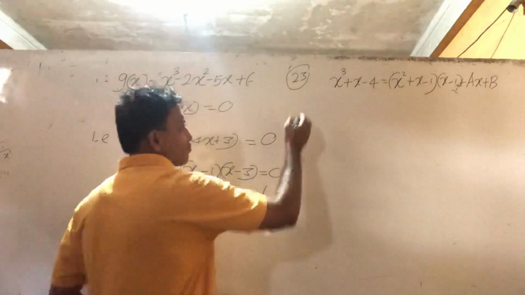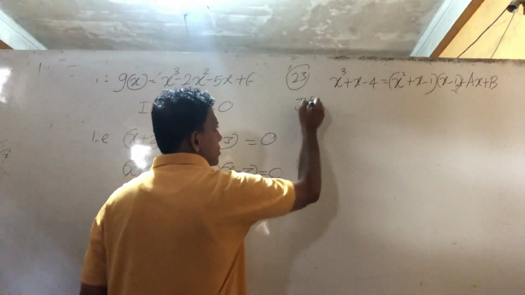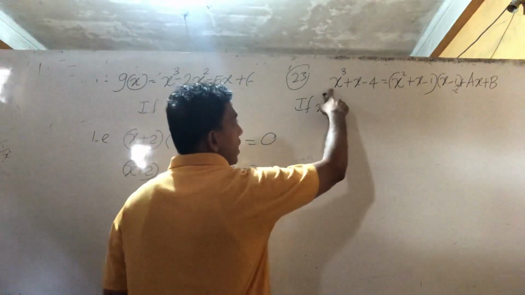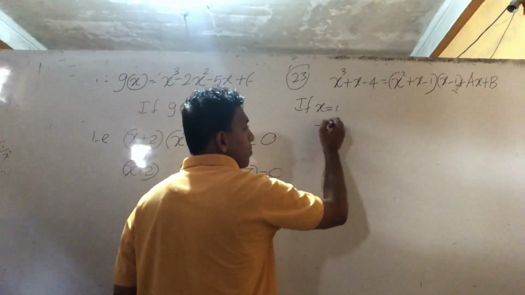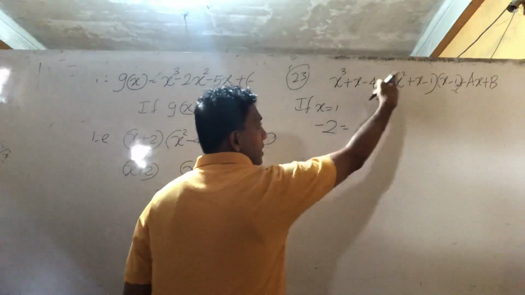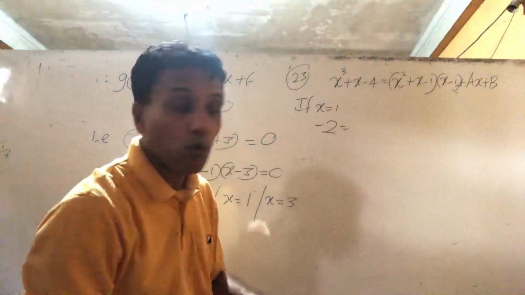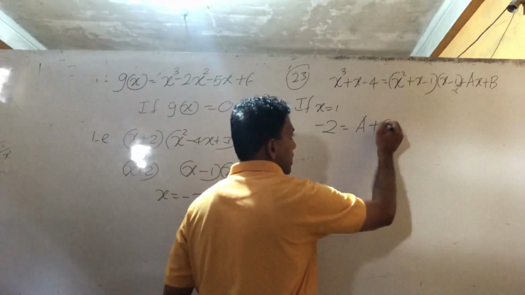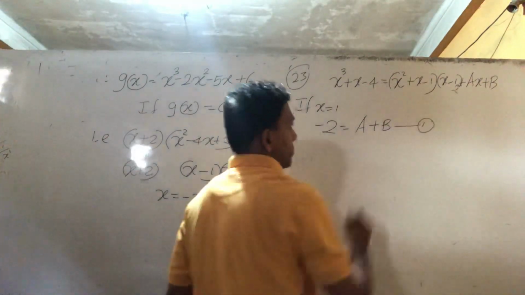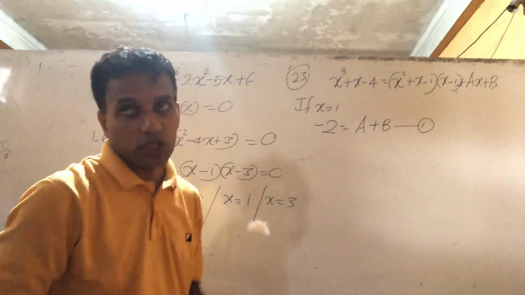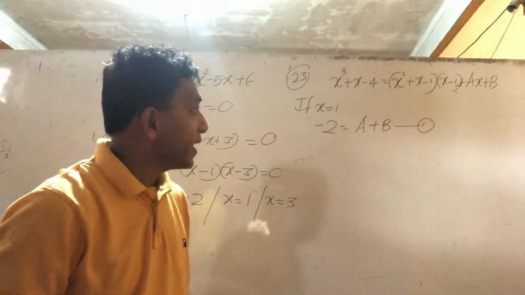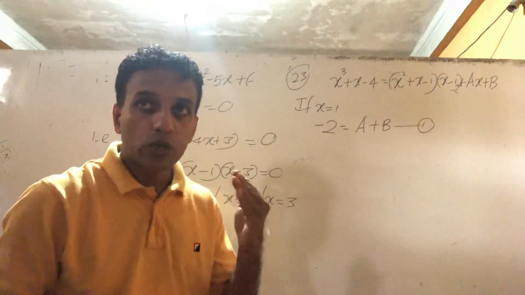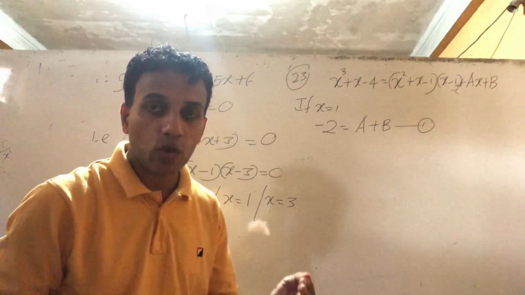And here, what happened? There's another equation. If x equals 1, then 1 plus 1 is 2, 2 minus 4 is minus 2, right? Here there is 0, and putting x equals 1, 1 times a plus b. Okay, that is your first equation.